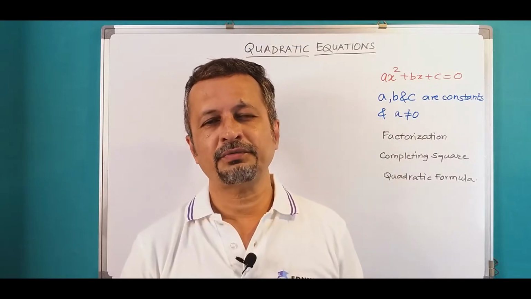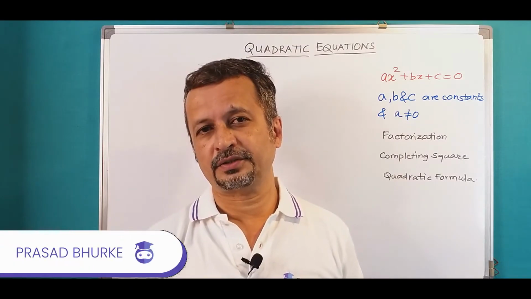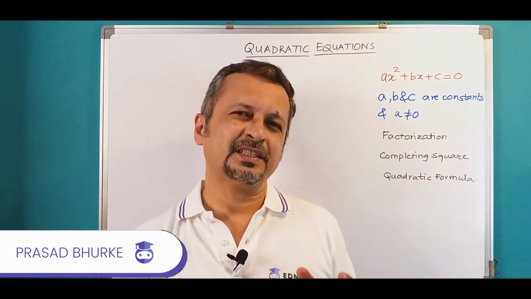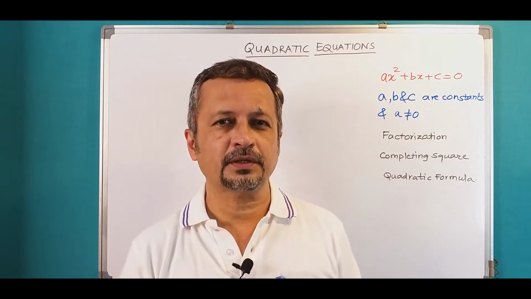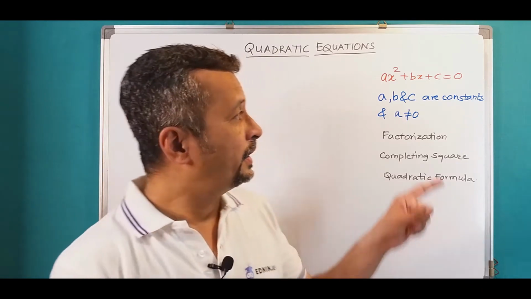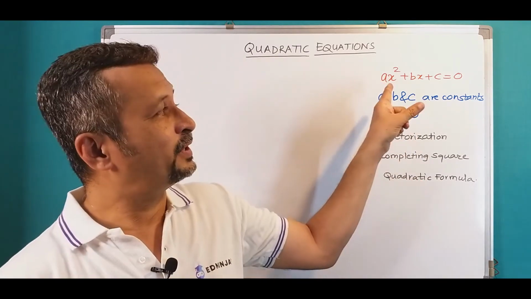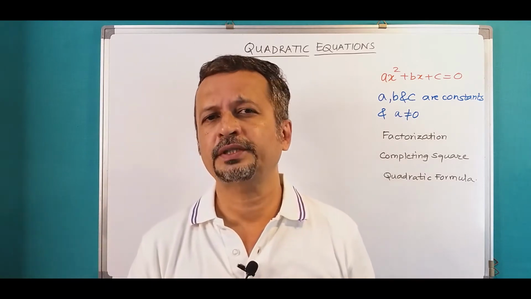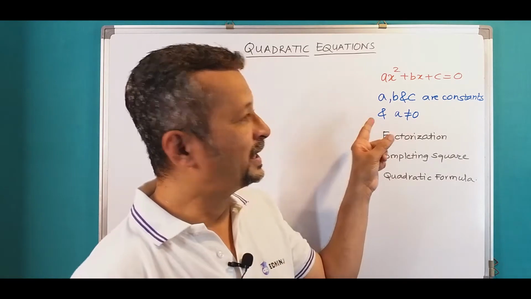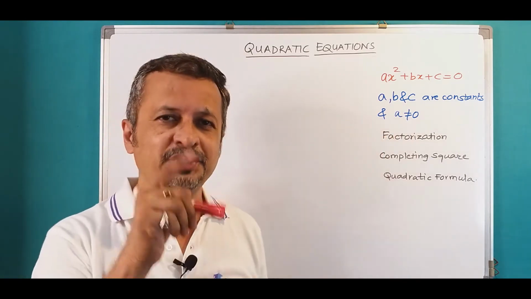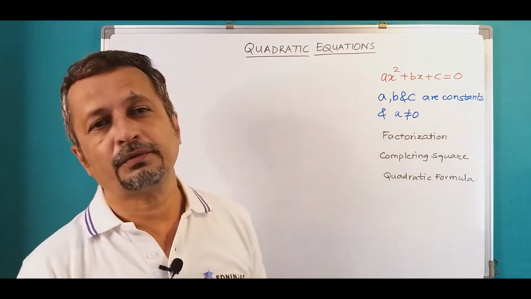Hello friends, today we are going to start with quadratic equations. So basically we will understand what quadratic equations are and then we will proceed to solving them, right? An equation in the form of ax² + bx + c = 0 is called a quadratic. In this equation a, b and c are constants and the condition is that a is not equal to 0.